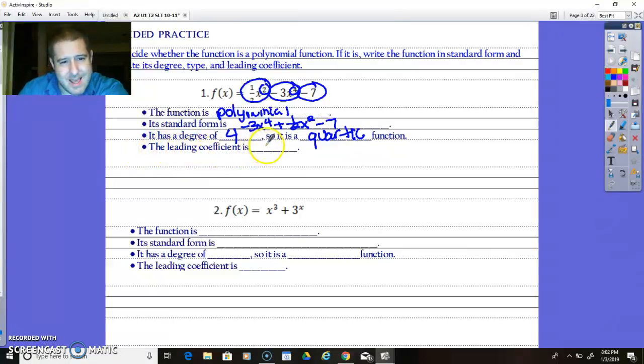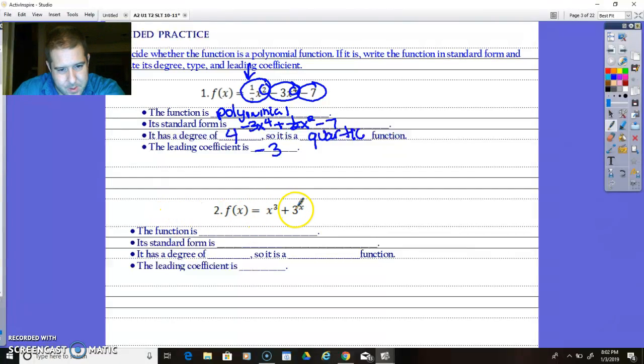The leading coefficient is 1/2. I'm sorry, it's not 1/2. I almost said 1/2. Now, don't be tricked by that. This is the leading coefficient in the problem, but that's not in standard form. So it needs to be in standard form. It's always the coefficient of the variable with the biggest exponent. So negative 3 is the leading coefficient because that's the coefficient of the variable with the biggest exponent. And that'll become important also in the next video because determining whether or not the leading coefficient is positive or negative will determine what the end behavior is for that function.